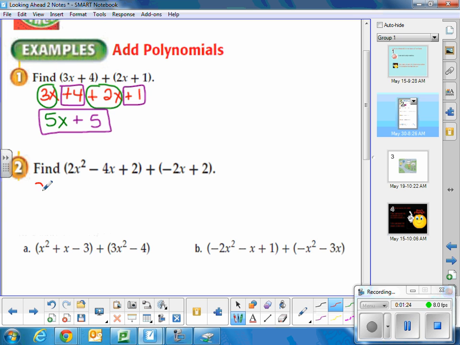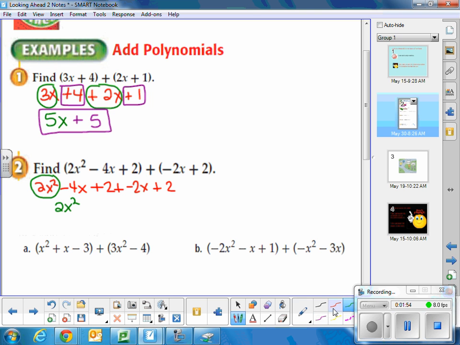Example 2. Again, since it's adding, we don't really need to do anything special. I'm just going to rewrite it without the parentheses. And now go ahead and combine like terms. There isn't anything that can go with that x squared, so we're just going to write down 2x squared.